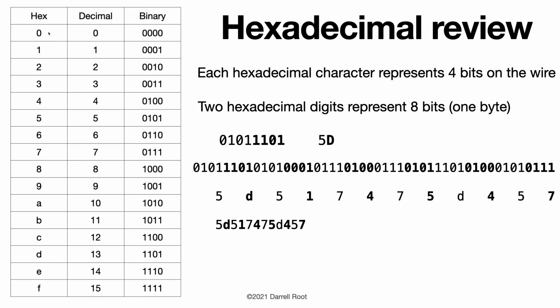I hope you're all familiar with hexadecimal math. In hexadecimal math, a hexadecimal digit ranges from 0 to F, which corresponds to a decimal value of 0 through 15. We are going to deal with a lot of packets and a lot of bits in this class.